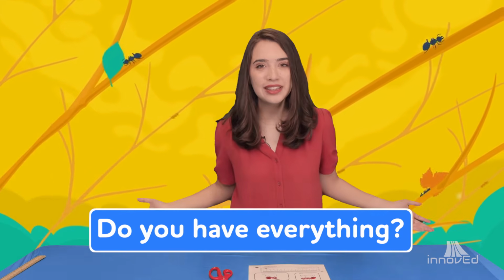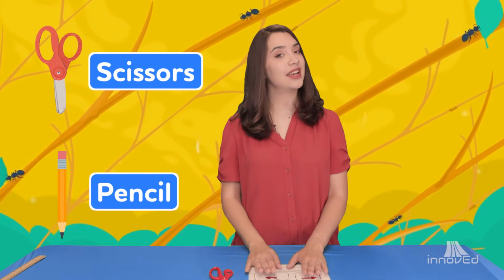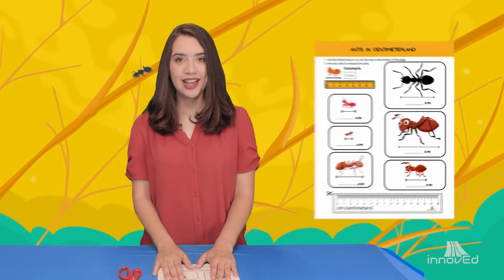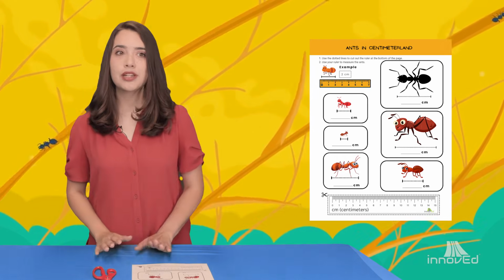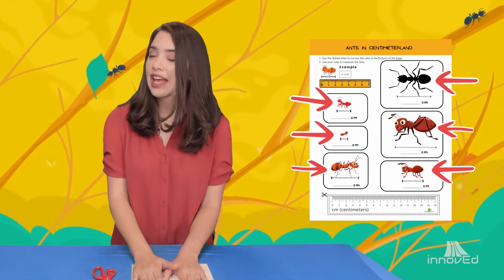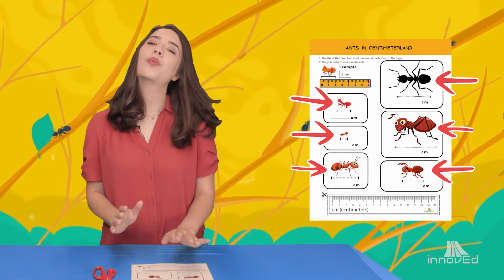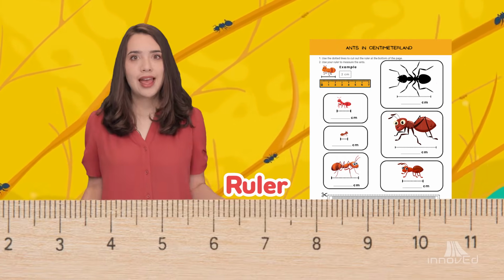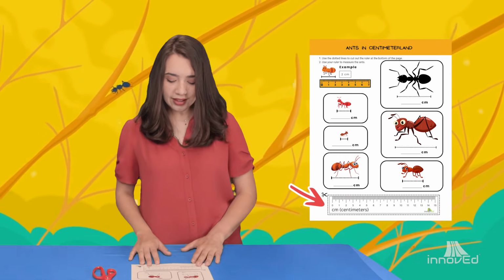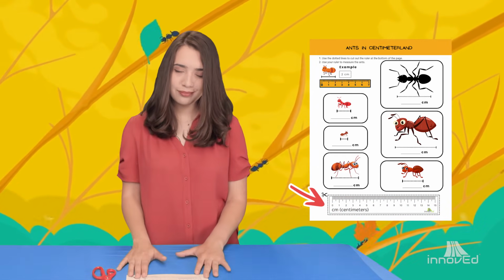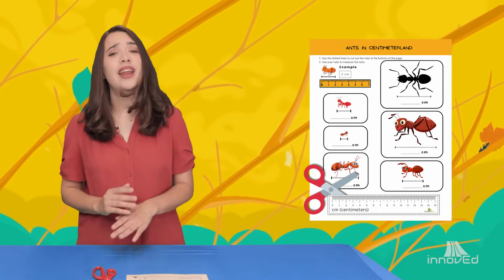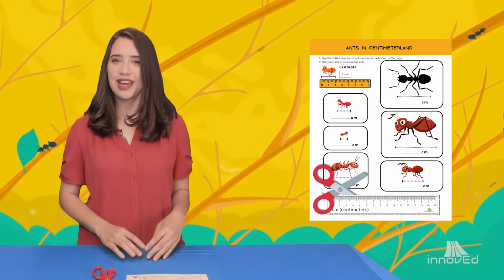All right, do you have everything? You should have a pair of scissors, a pencil, and your Ants in Centimeterland document. Now, like I said, we're going to be measuring these ants on this page here. So to do so, we're gonna need a ruler. And you can see that there's a ruler at the bottom of the page. But in order to use it, we've gotta cut it out. So let's go ahead and do that now.